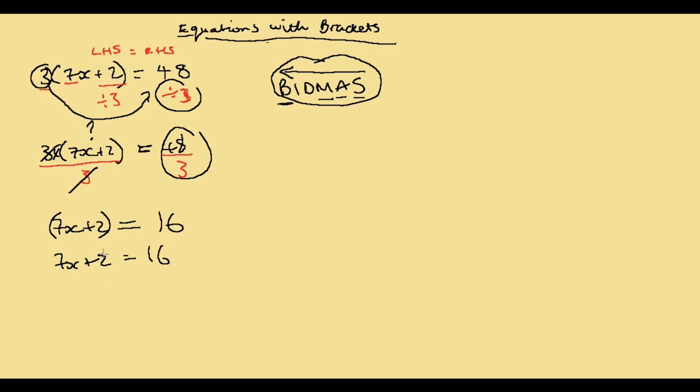So what will we do next? Well, we're back to BIDMAS. Start again. We've removed the brackets, so we go back to the start. Have we got any subtraction? No. Have we got any addition? Yes, we have. We've got this plus 2. So we're going to remove that plus 2.